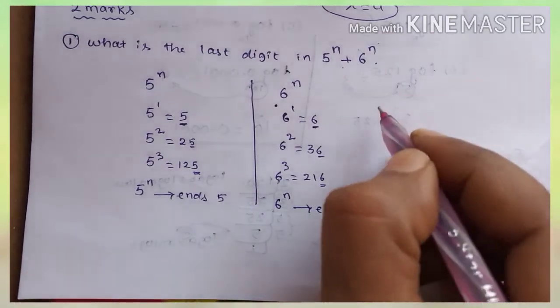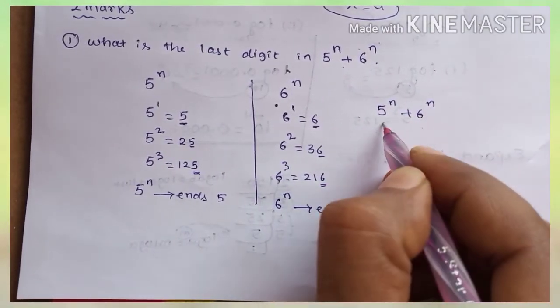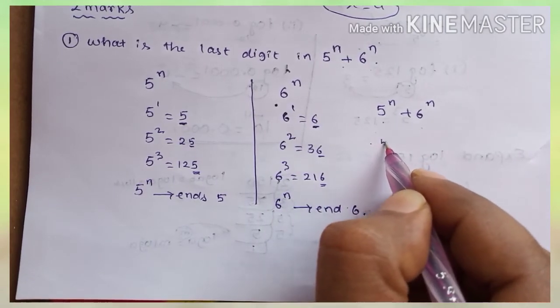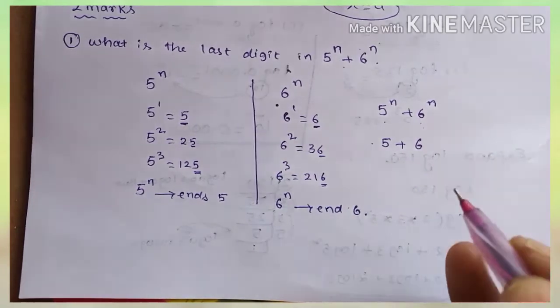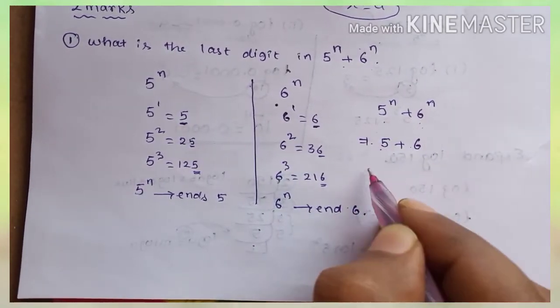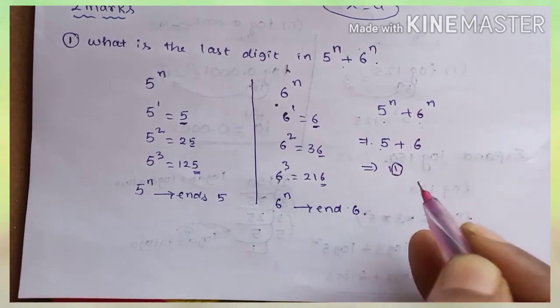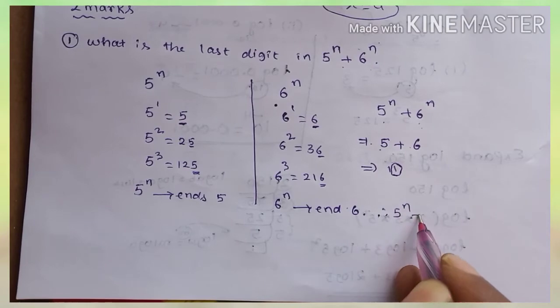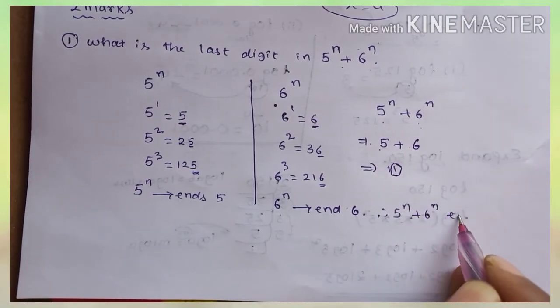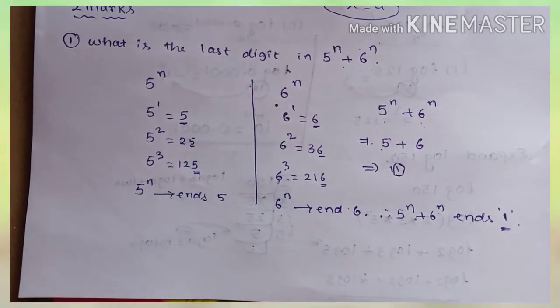Overall, 5 to the power n plus 6 to the power n: 5 power n ends with 5 plus 6 power n ends with 6. So the value is 5 plus 6 is equal to 11. What is the last digit here? 1. So therefore 5 power n plus 6 power n also ends with 1 only.